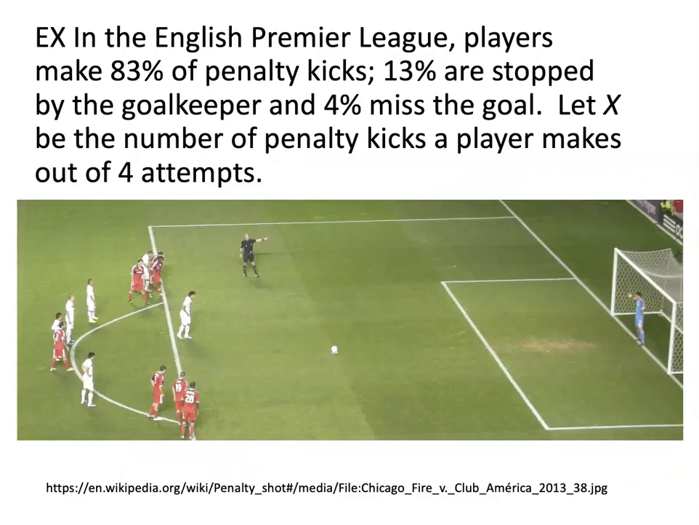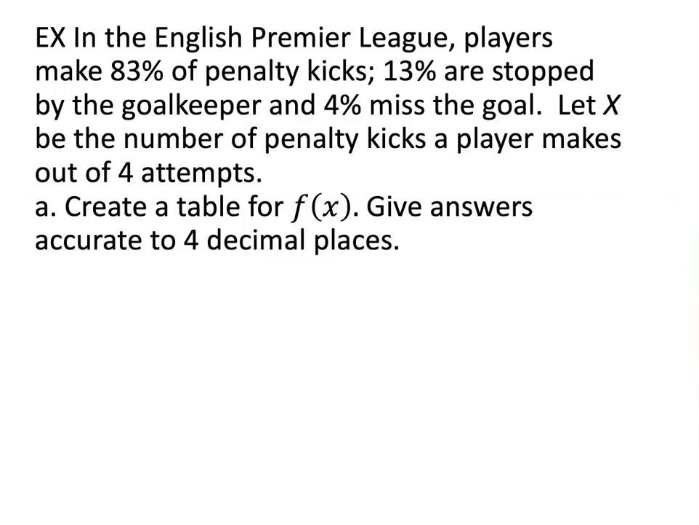In the English Premier League, players make 83% of penalty kicks. 13% are stopped by the goalkeeper and 4% miss the goal. Let X be the number of penalty kicks a player makes out of 4 attempts. This is not the English Premier League. This is just the Chicago Fire, our local team.